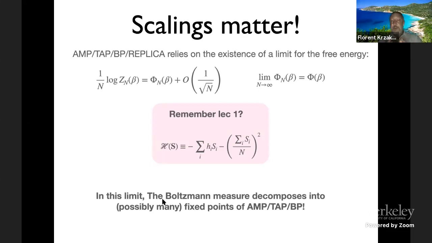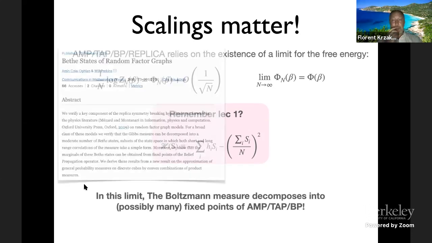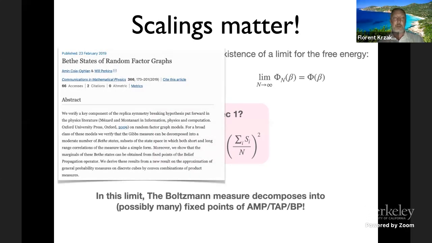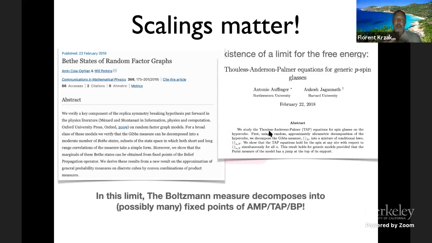Now, that means that the fixed points of this algorithm should be correct. And that happens only if you are scaling things properly, asymptotically. By the way, this is not some physics mumbo jumbo. You can actually prove this. There is this nice paper by Amin Coja-Oghlan and Will Perkins who actually show that you can decompose the Gibbs measure in well-scaled problems on random graphs into a collection of measures that correspond to fixed points of BP. And you can do the same on fully connected problems, and that's due to Antonio and Okosh. So we need to have these fixed points of AMP and TAP and BP make sense.